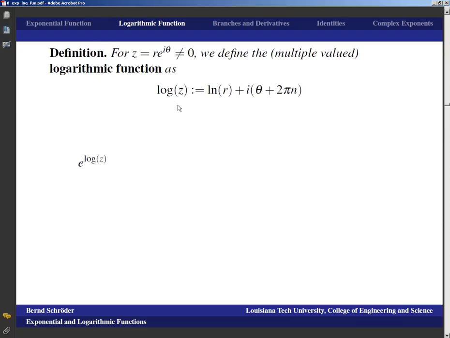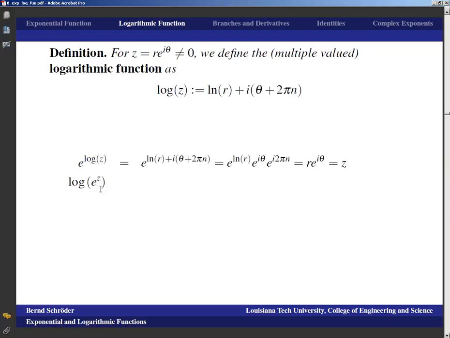That still means that this logarithmic function is as much of an inverse of the exponential function as can be, because e to the log z is e to the ln r plus i quantity theta plus 2 pi n. That's e to the ln r, e to the i theta, e to the i 2 pi n. Well, e to the i 2 pi n is 1, so this is r e to the i theta, which is z. So if we stick the logarithm, even as a multiple valued function, into the exponential function, we get the original result back, which is what an inverse should do.